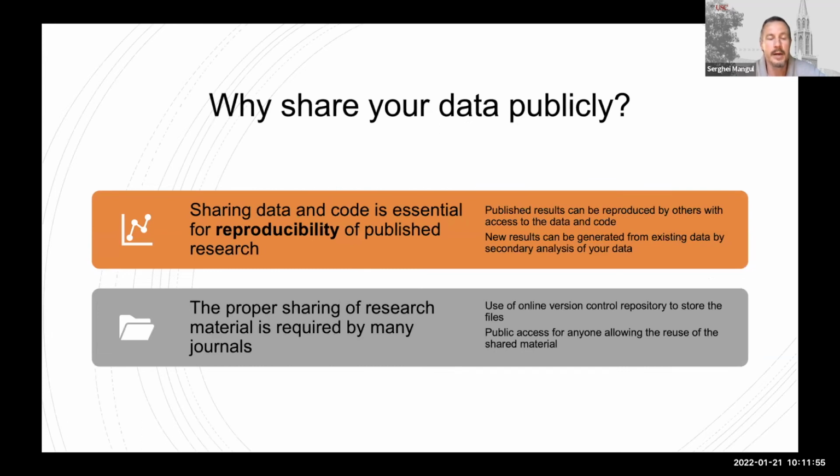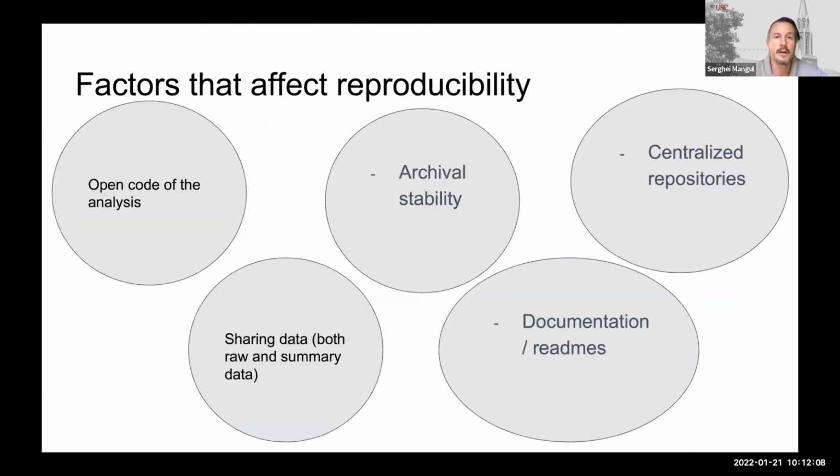Why share your data publicly? Because it's essential for reproducibility, meaning others can reproduce your results, and it's required by many journals. So what are the factors which impact reproducibility? Open code of the analysis, archival stability, whether you are using a centralized repository, whether you are providing documentation such as a Readme file, and sharing data, both raw and summary data.